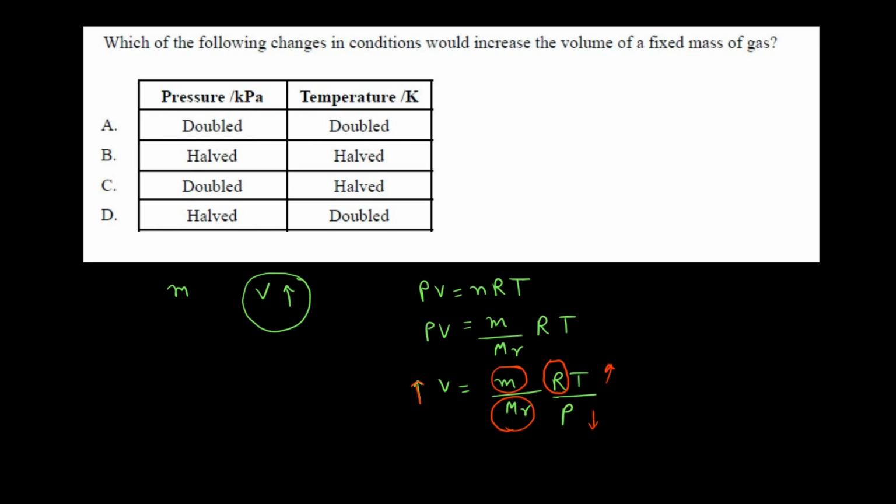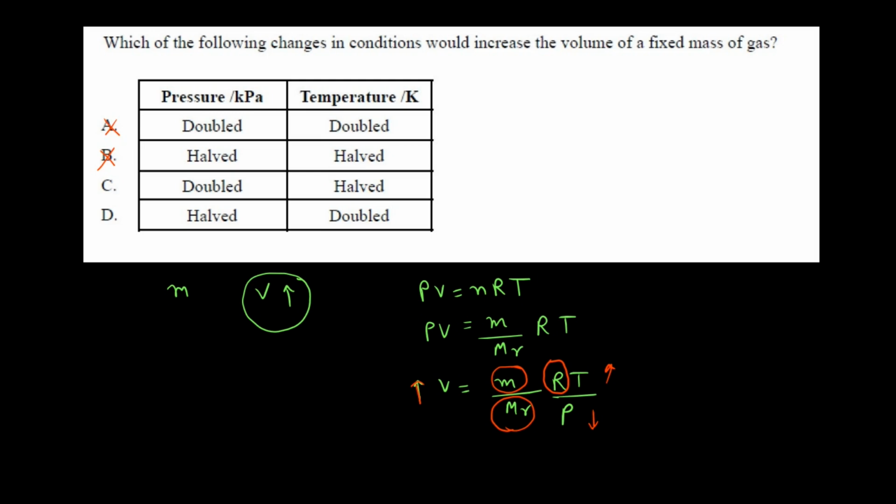Okay, so what does the first option say? The first option says we are doubling the pressure. No, we have to decrease the pressure, so the first option is not correct. Then in the second option they are saying that they decrease the pressure, meaning they halve the pressure, and they halve the temperature also. No, we have to increase the temperature, so temperature cannot be halved.